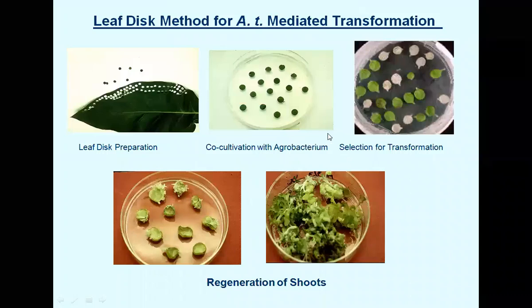And then this is the actual transformation process. So this is the plant that you would like to transform. What do you do? You punch the leaf and you create these kinds of leaf discs. How can you punch the leaf? Using your simple punching machine.